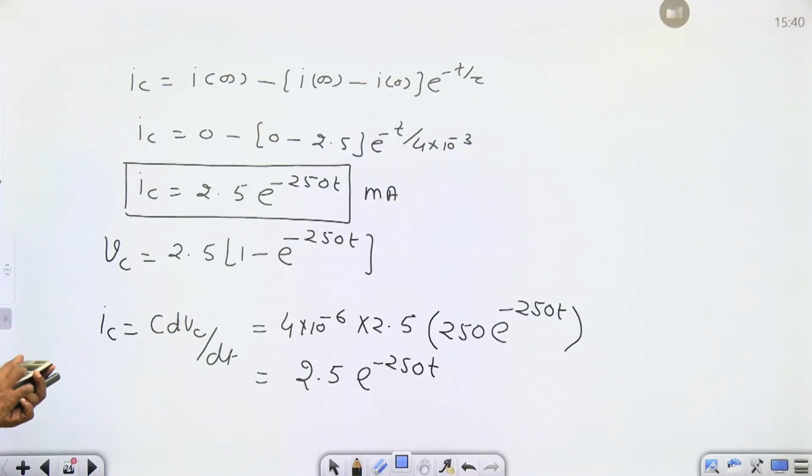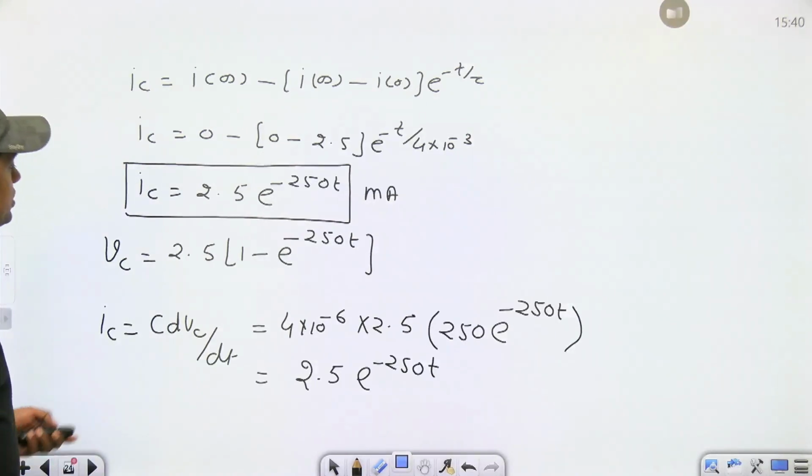1000 divided by 4, that is what? 250 e raised to power minus t. Perfect. This is the IC. Then Vc, or second formula, Vc is equal to 2.5 into 1 minus e raised to power minus 250 t.